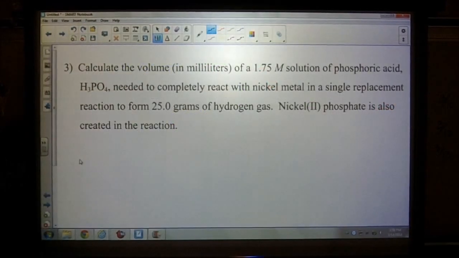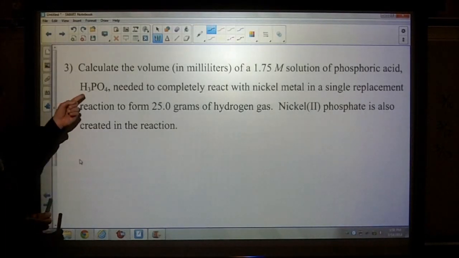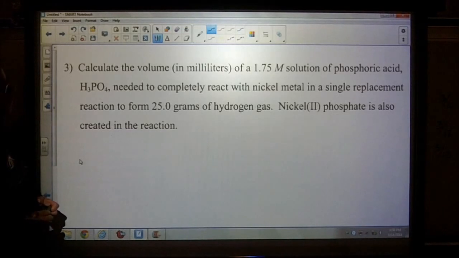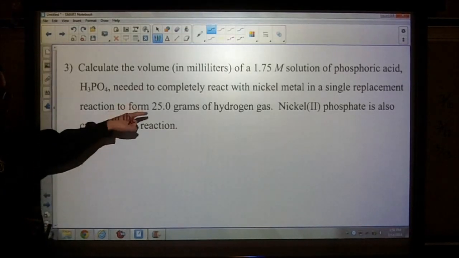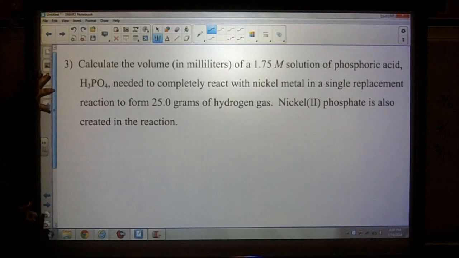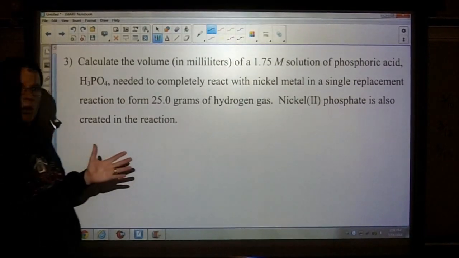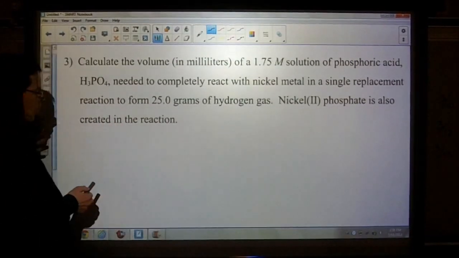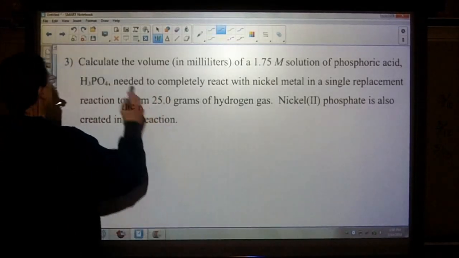Question number 3. Calculate the volume in milliliters of a 1.75 molar solution of phosphoric acid, which is H3PO4, needed to completely react with nickel metal in a single replacement reaction to form 25 grams of hydrogen gas. Nickel 2-phosphate is also created in this reaction. All right, so there's a lot going on here. Let's organize our thoughts. First of all, what is the question asking?